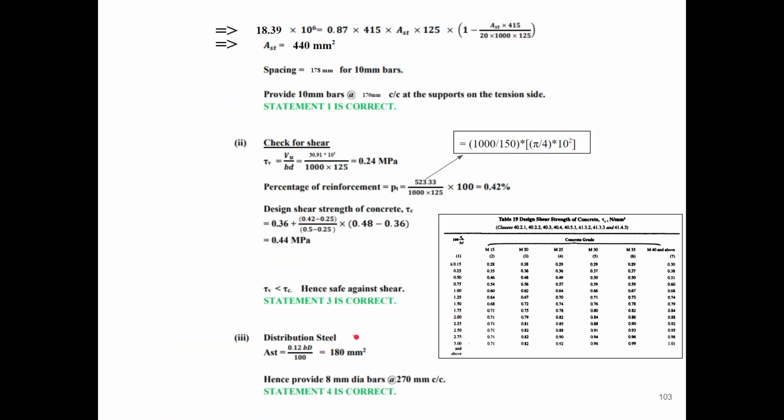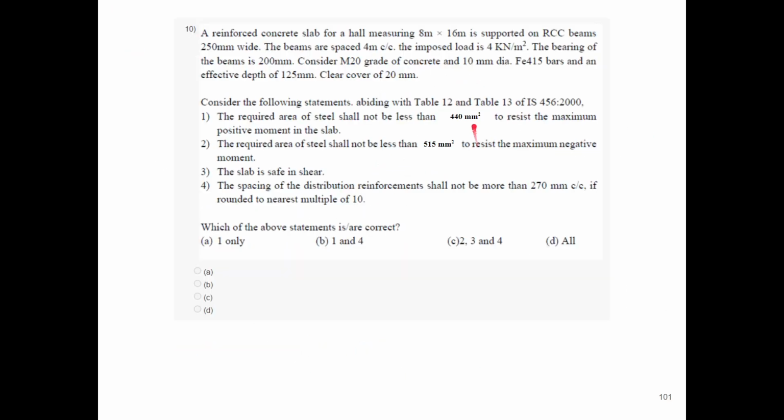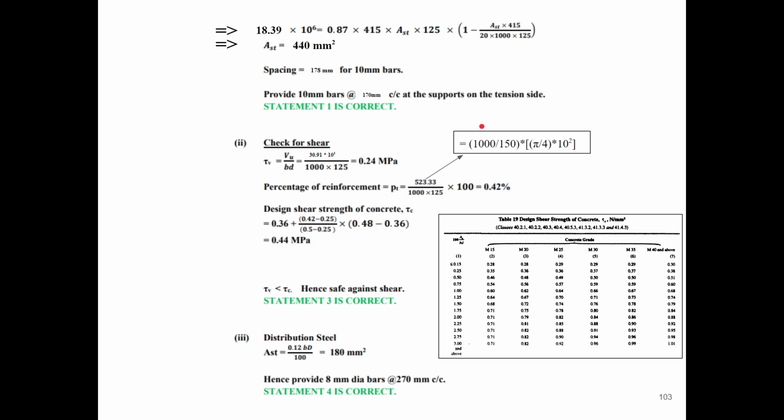So here in this case the Ast value will be 440 mm square, so the spacing is 178, so we can provide 10 mm bars at 170 mm center to center, at the supports on the tension side. So it's 440 mm square and 170 mm center to center spacing. So 1 is also correct, 2 is also correct.